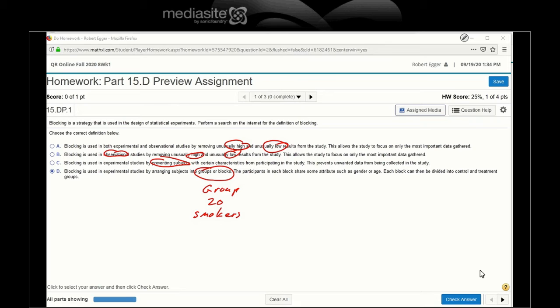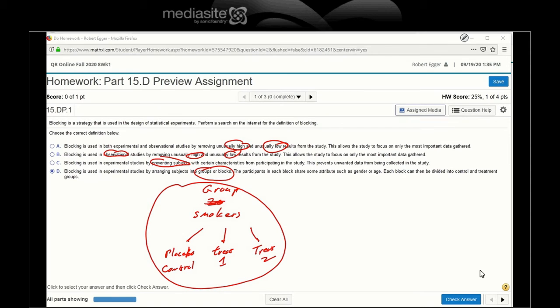And from this here, we may make a bigger number. Make a placebo group or control. Treatment 1, treatment 2. Then we can do analysis on how it works for smokers.